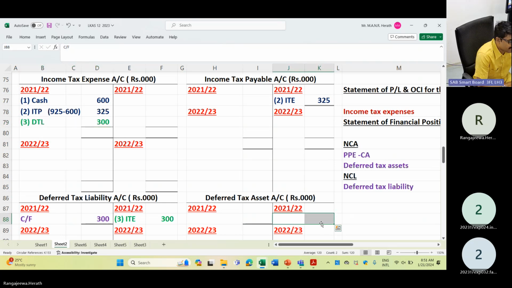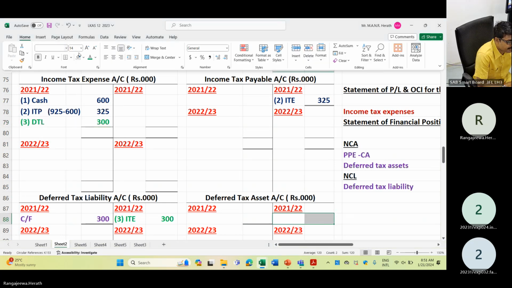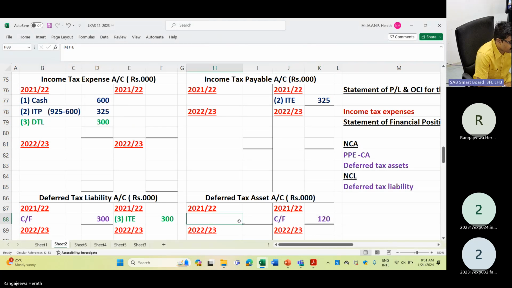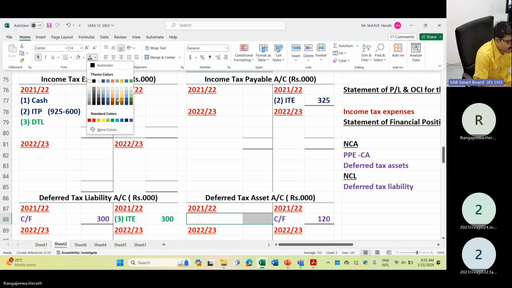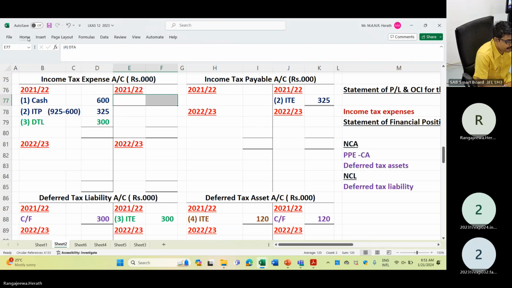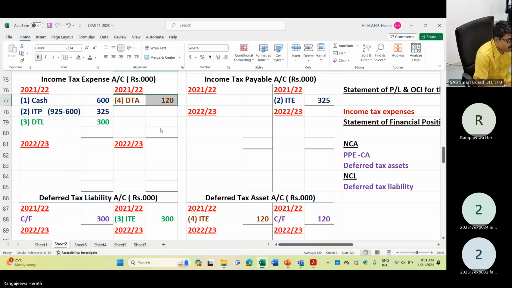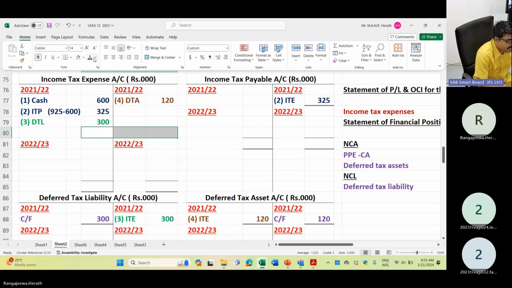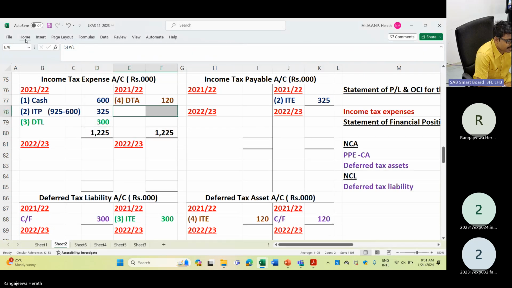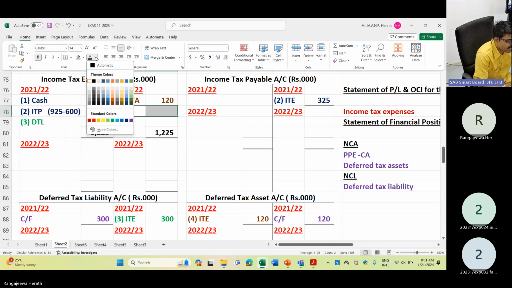Similarly, deferred tax asset carried forward balance 120, no opening balance, so there should be a deferred tax asset creation. You can debit that into deferred tax asset, credit income tax expense. So then you can balance the income tax expense account and find the tax expense charged to P&L for the first year.